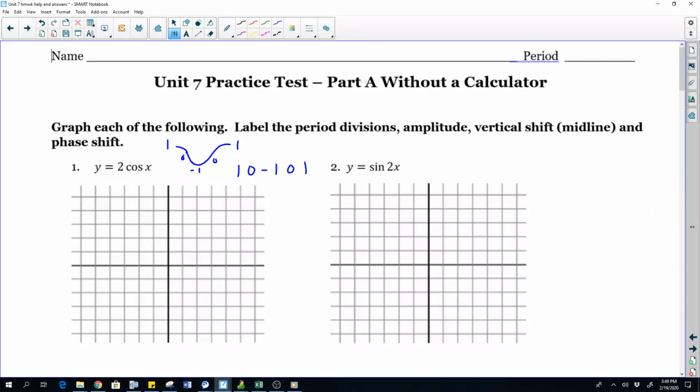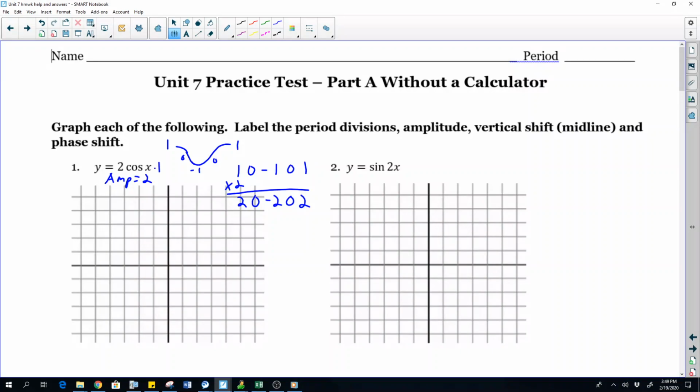And so we have an amplitude equal to 2. Awesome. And so we're going to go ahead and times that amplitude. So 2 times 1 is 2. 2 times 0 is 0. 2 times negative 1 is negative 2. 2 times 0 is 0. And 2 times 1 is 2. So those are the y values. Those are the y values.